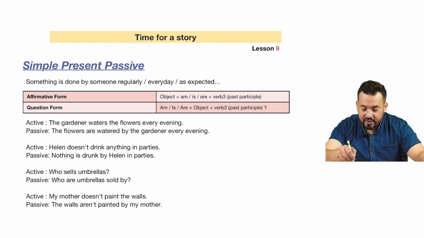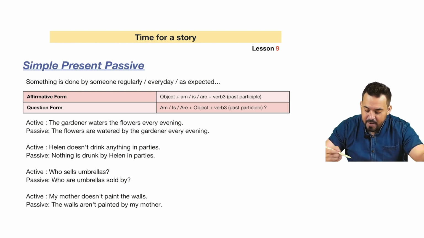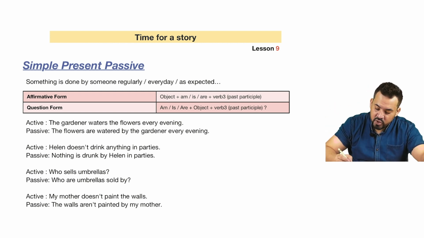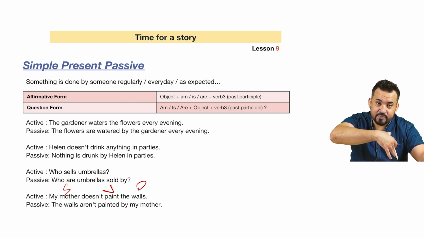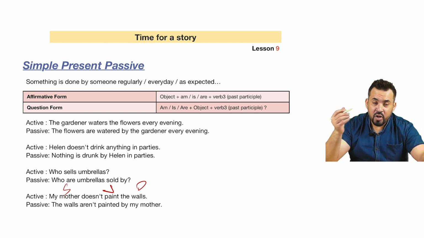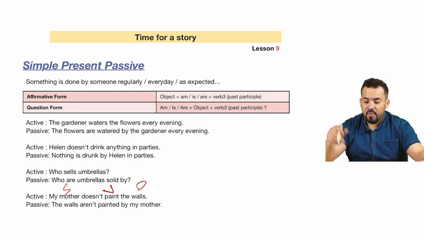Now let's take a look at one more sentence. My mother doesn't paint the walls. So my mother is a subject, doesn't paint. Paint is a verb. The walls is the object. Now let's make it passive. The walls are not painted by my mother.